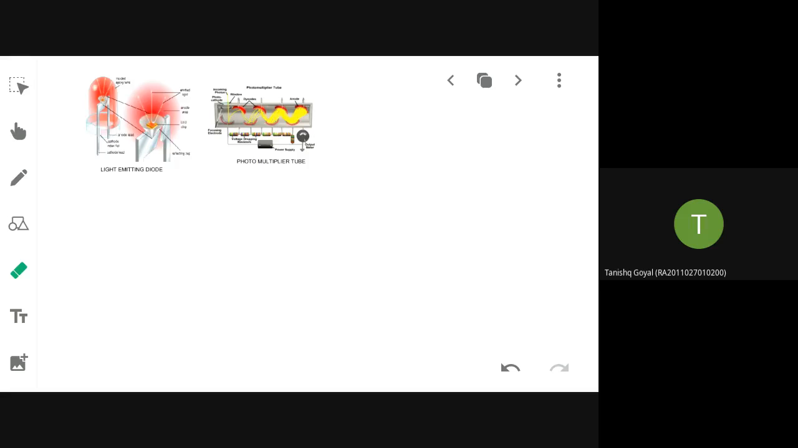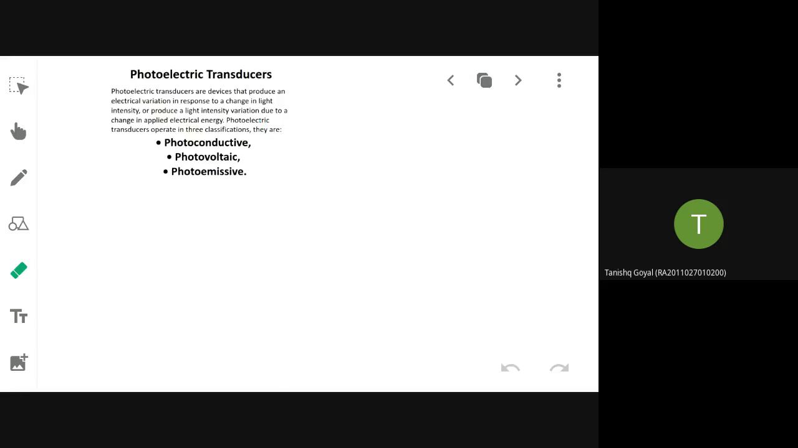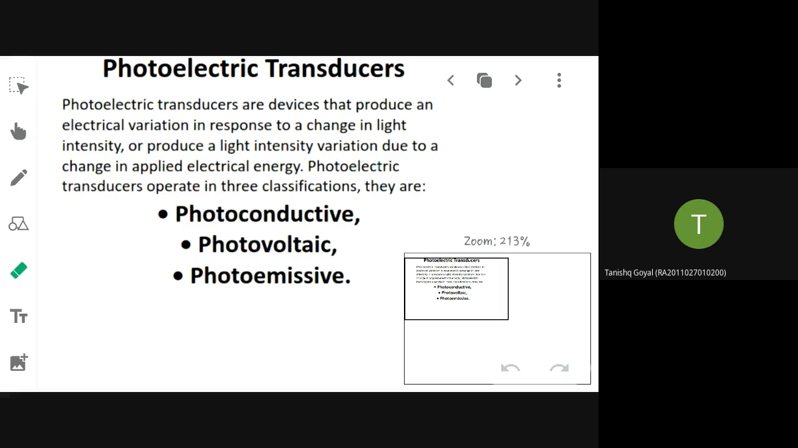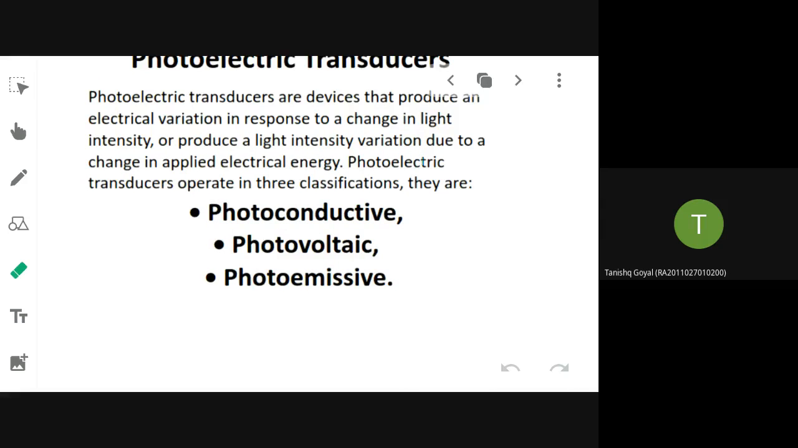And how does that happen? When you are giving electrical energy, the excited electrons will jump from the valence band to the conduction band. When they lose their energy, they will fall down. When they are falling down, they will emit photons of light, which is nothing but output light energy. So this is how it comes under a photoelectric type of transducer. And there is another category of division under photoelectric transducers: photoconductive, photovoltaic, photoemissive.